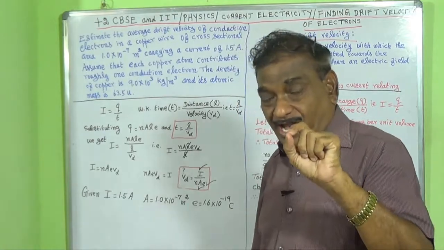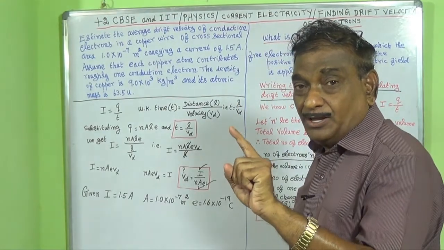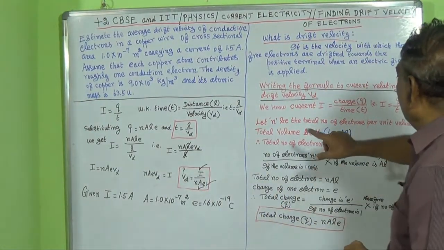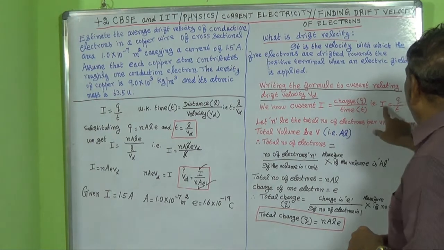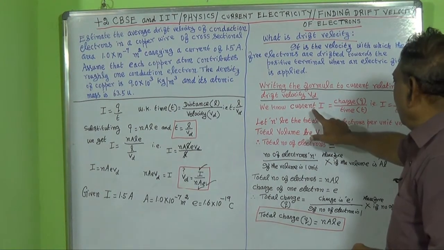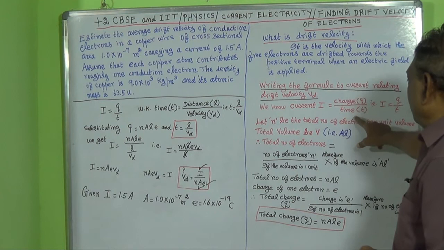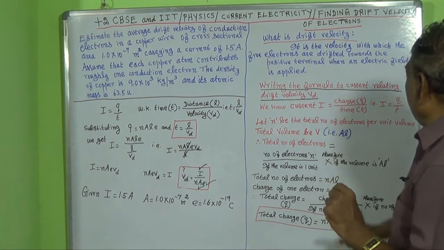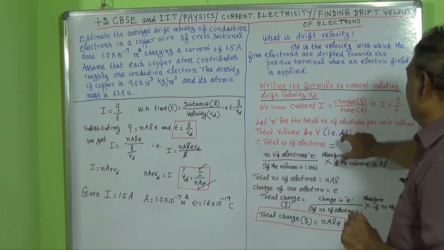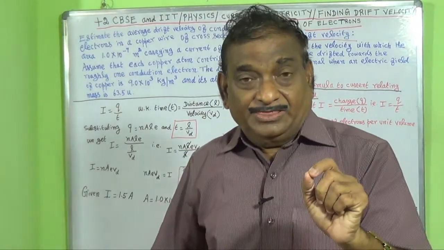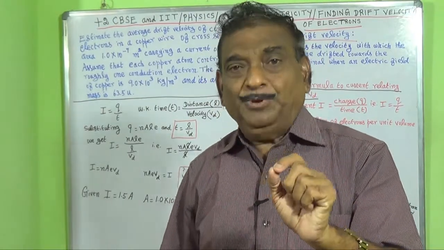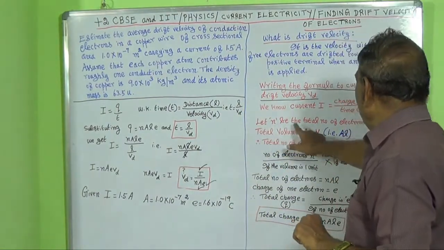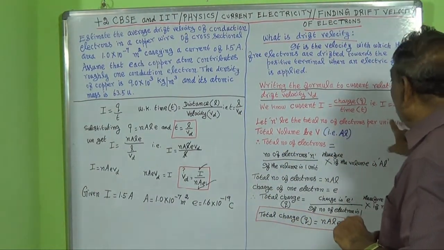This formula is derived from the first formula for the current, that is I equal to Q by T, that is current equal to charge by time. Charge is denoted by the letter Q and the time is denoted by the letter T. Let us consider the number of electrons per unit volume is small n. Let n be the total number of electrons per unit volume.